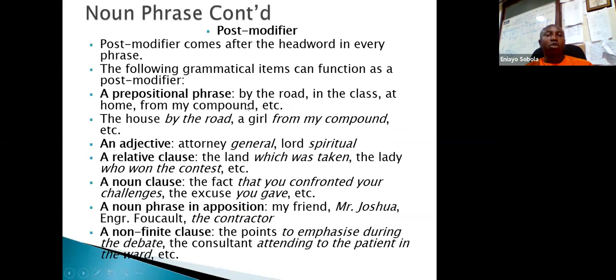A post modifier on its own comes after the head word in every phrase. And we have the following grammatical items that can function as a post modifier. We have a prepositional phrase. A prepositional phrase is a phrase on its own, but it can be embedded. When a phrase occurs within another phrase, it is called an embedded phrase, and also when we have a clause within a phrase, that clause is also called an embedded clause.